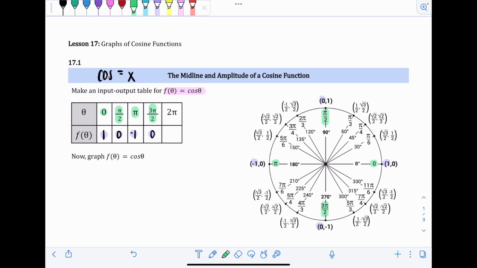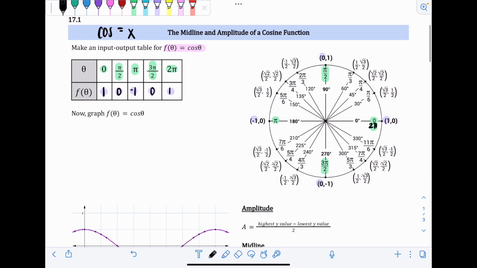So we'll put a 0 right there for the next output. And then our last input is 2 pi, which is back here at the beginning. It doesn't say it on this graph, but 2 pi would be one full rotation around the unit circle. So it's at the same spot as 0 was. So we're looking at the same x-coordinate, which is 1. So 1 would be our output there.